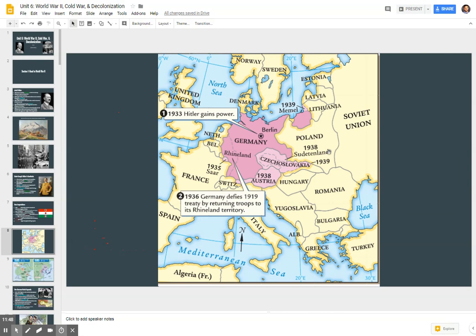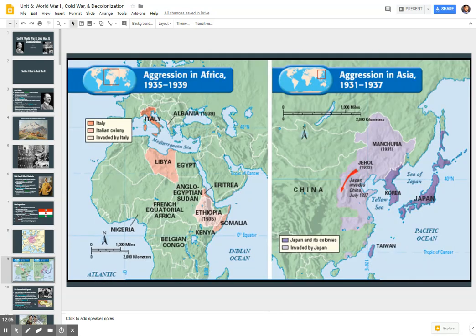Now, this is going to scare people around the world, especially Britain and France, who saw what happened in World War I. They said, we don't want to start another huge war like this. So, at first, they're going to be kind of hesitant about stopping Hitler from taking this land back. So let's see what goes on.